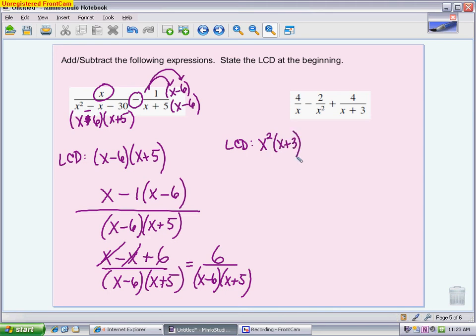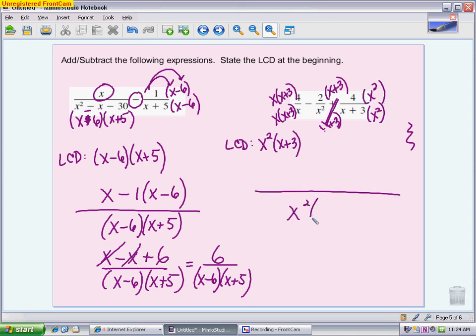So I'm going to look at every fraction and see what it's missing. The first fraction, the denominator is missing an x, and it's missing an x plus 3. So I need to multiply it here, and I need to multiply it here. The second fraction is missing the x plus 3 in the denominator, so I need to multiply it here, and I need to multiply it here. The last fraction is missing an x squared, so I need to multiply it here, and I need to multiply it here. So we know that our denominator is x squared, x plus 3.